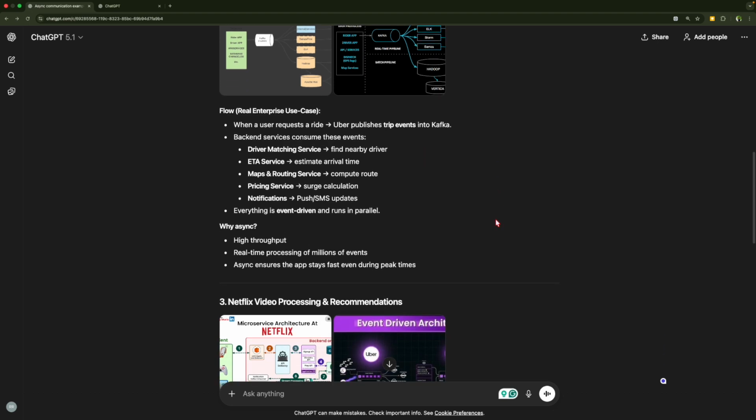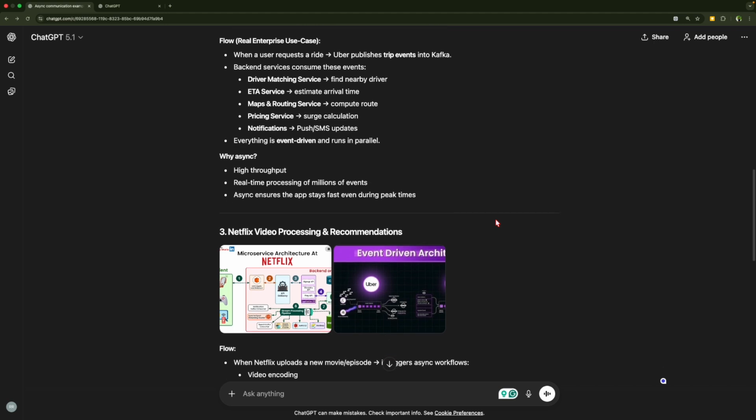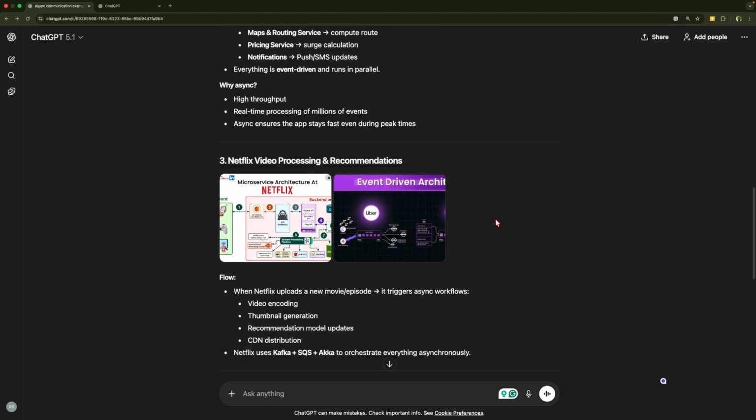The next example we have is Netflix video processing and recommendations. Here, when Netflix uploads a new movie or an episode, it triggers async workflows. That will, in parallel, do the video encoding, thumbnail generation, recommendation model updates, and CDN distribution.